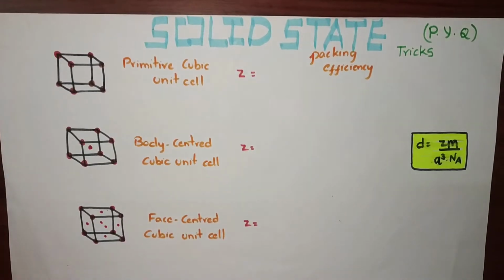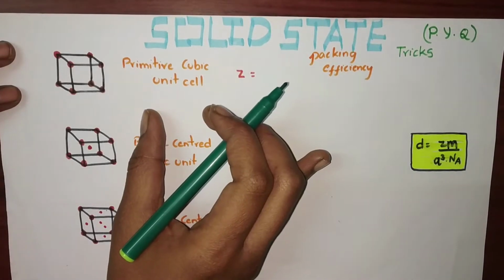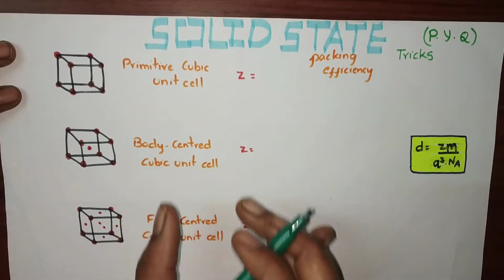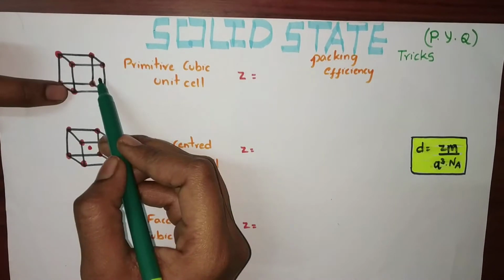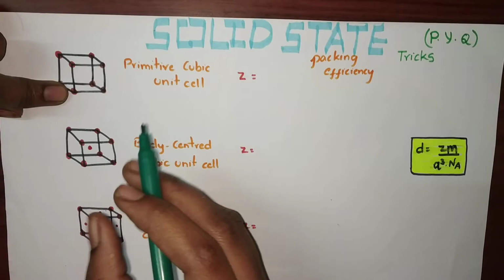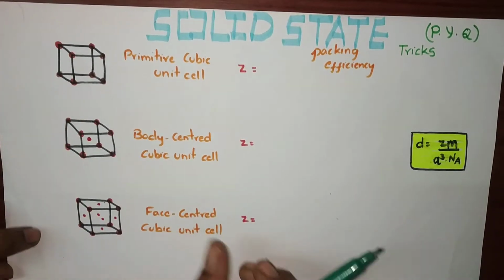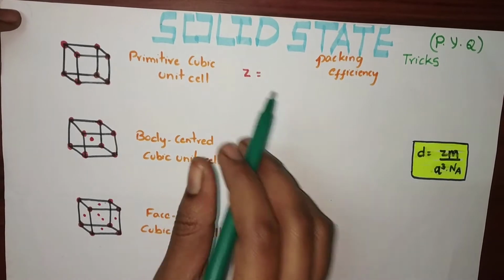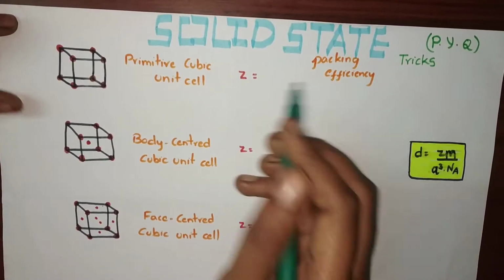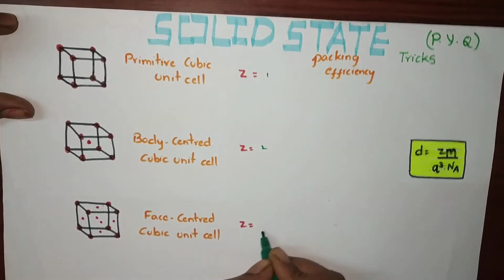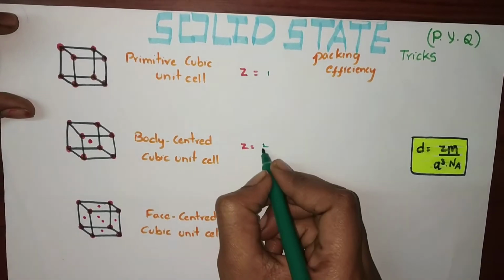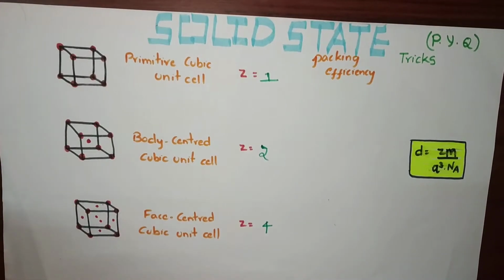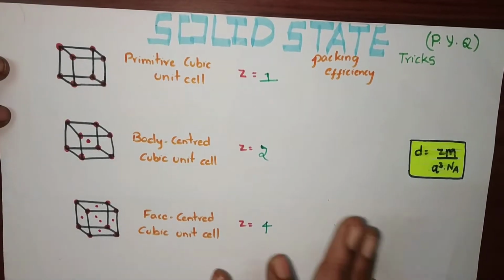First, we know that in a simple cubic unit cell, atoms are present at the corners, and in a body-centered cubic unit cell, along with these, an atom is present at the body center also, and for FCC it will be on the face sides. Z is the number of atoms per unit cell: 1, 2, 4. Not going to discuss the concept, just a trick.